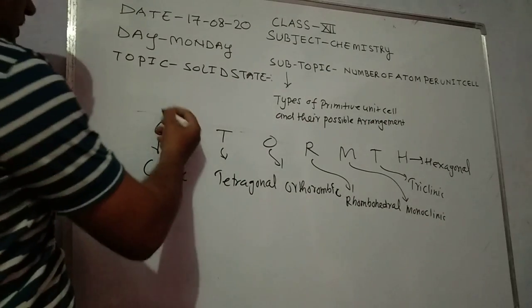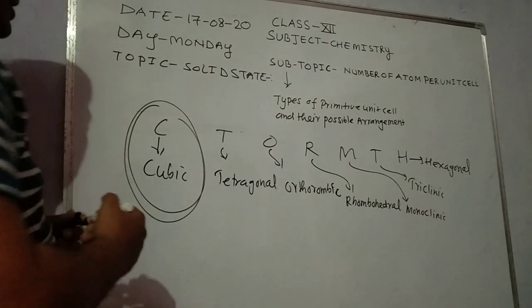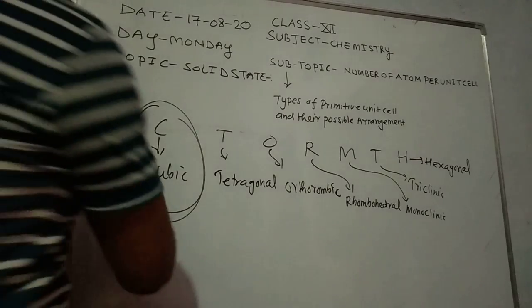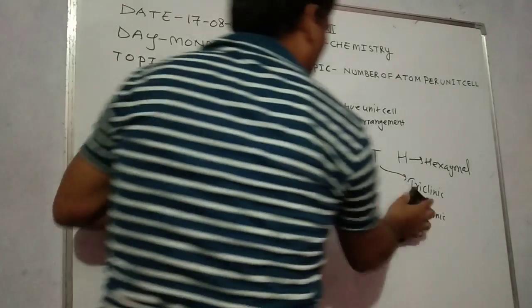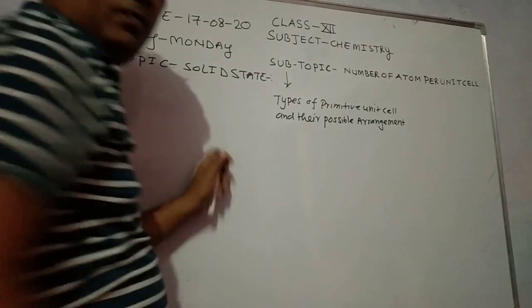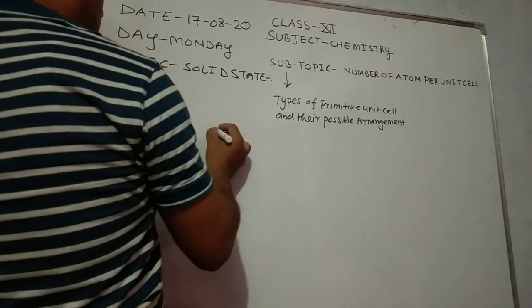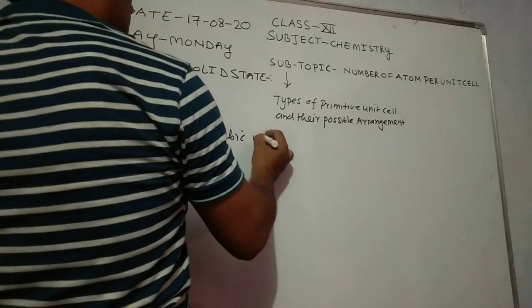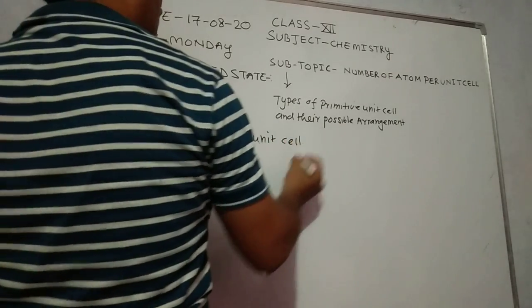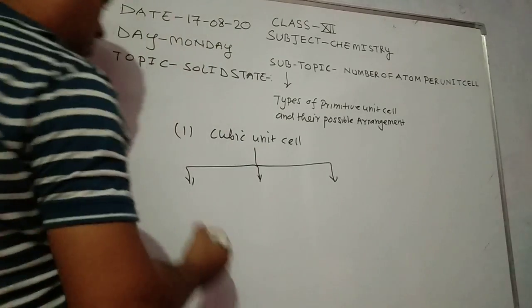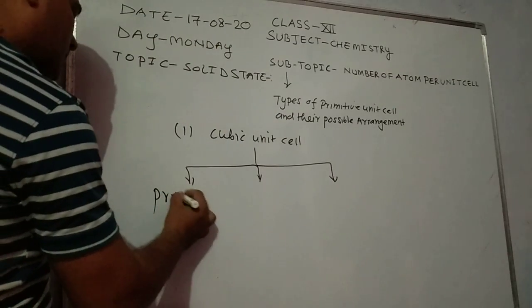Okay, in your syllabus only cubic unit cell are there. How many types of cubic unit cell? I am going to discuss how many types of cubic unit cell. So first one is cubic unit cell. There are 3 types of cubic unit cell. First one is primitive cubic unit cell.